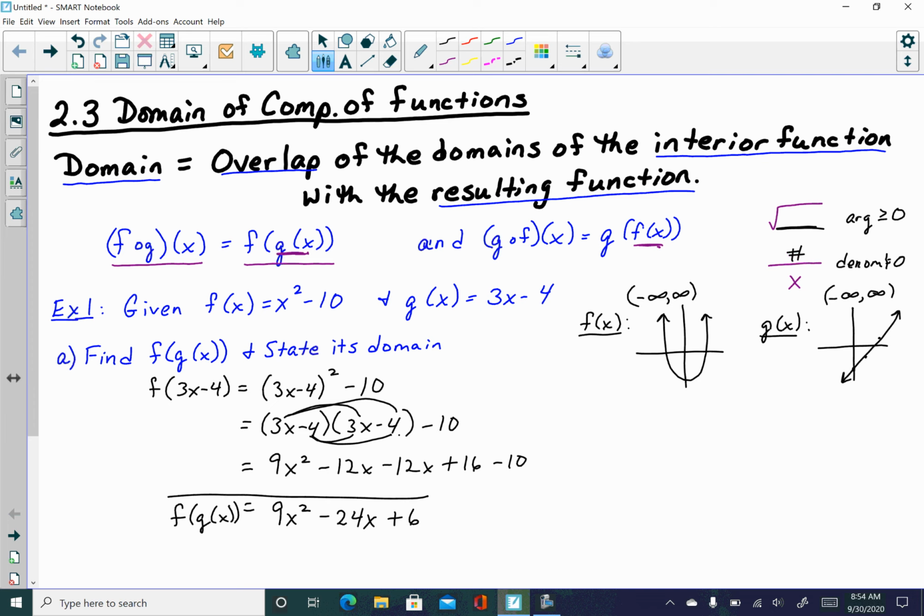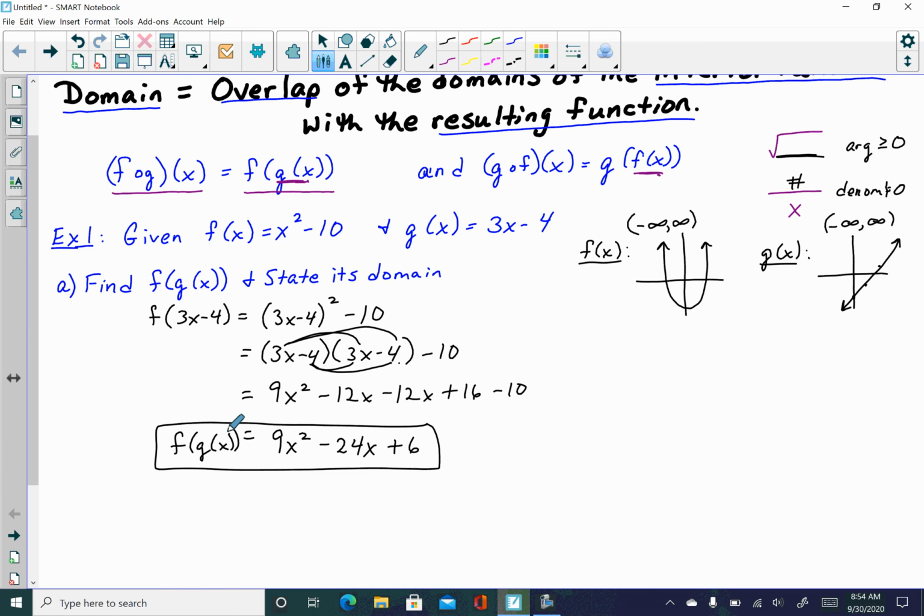Okay, so we found that piece. Now, to get the domain, as I mentioned up here at the top, the domain is the overlap of the interior function with the resulting function. Your interior function is g of x. We already discovered its domain, because g of x is right over here. This is the graph of g of x, and we said it's going left and right forever. It didn't have a denominator or a square root in it, so it does not have any domain restrictions. The domain of g of x is negative to positive infinity.